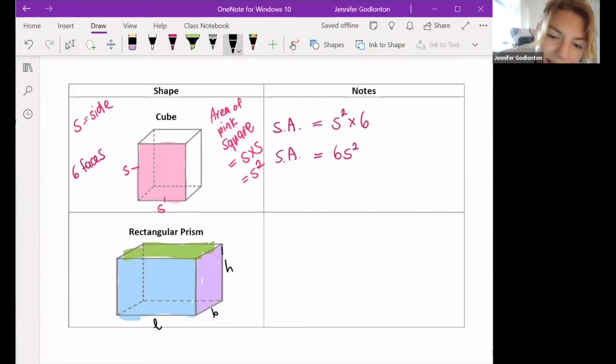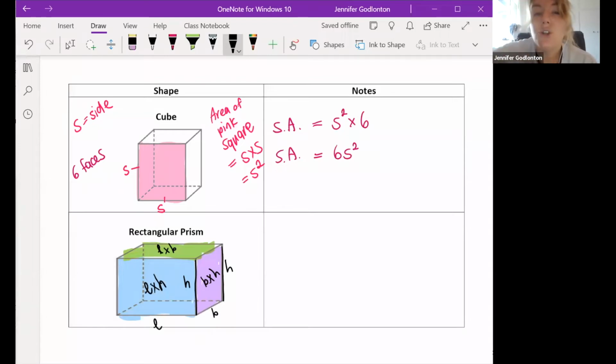So because this line over here is height, that means that this would also be the same. So that's also going to be height. So if I'm wanting the area of this blue rectangle, it would be length times height. Okay. If I'm wanting the area of this purple rectangle, it would be base times height. And if I wanted the area of this green rectangle, it would be length times base. Okay.